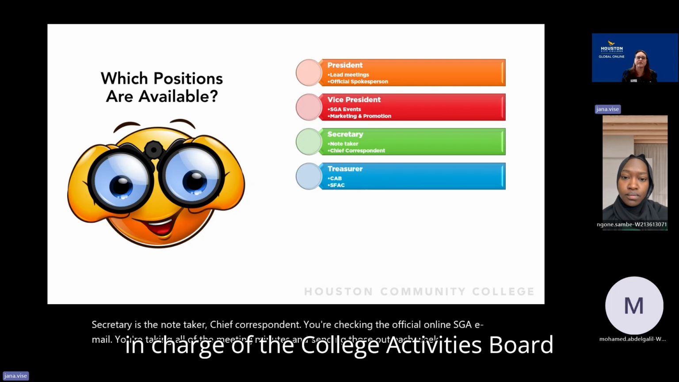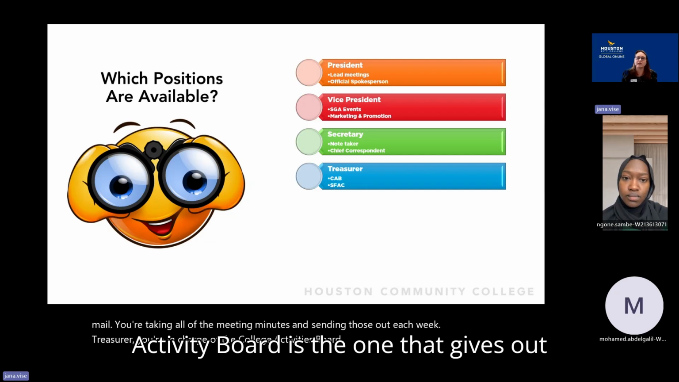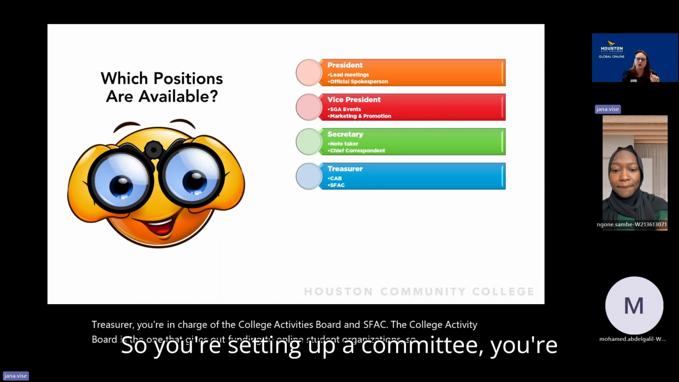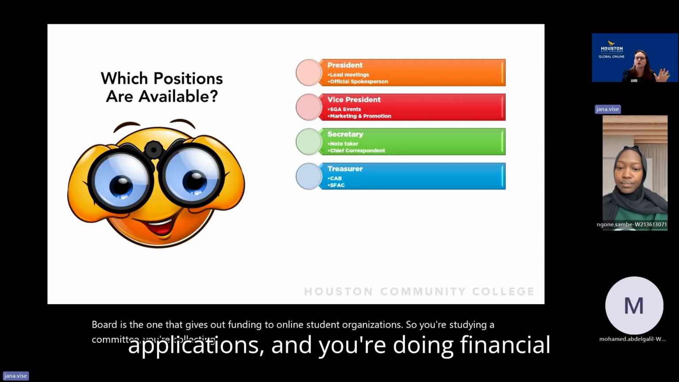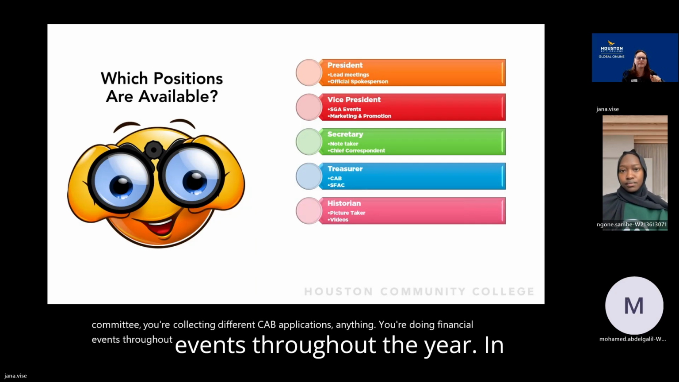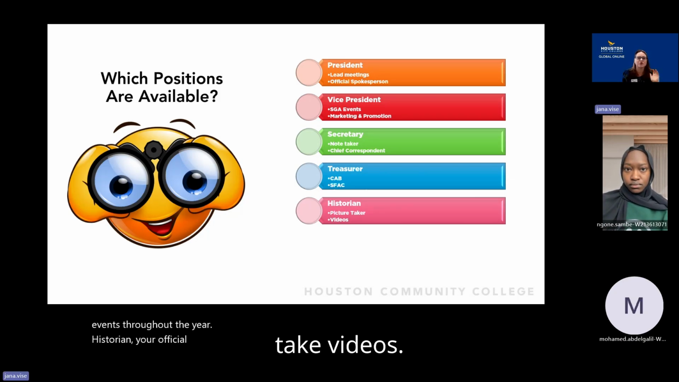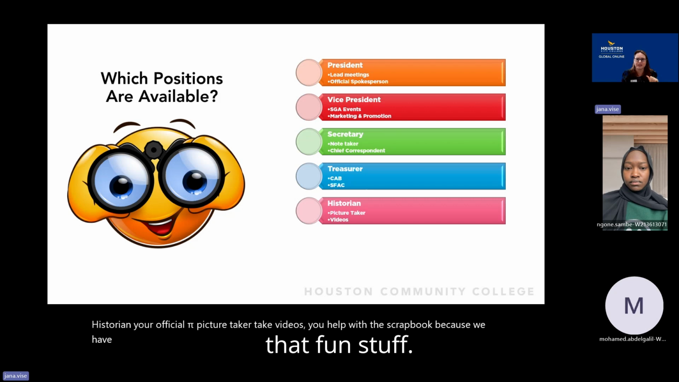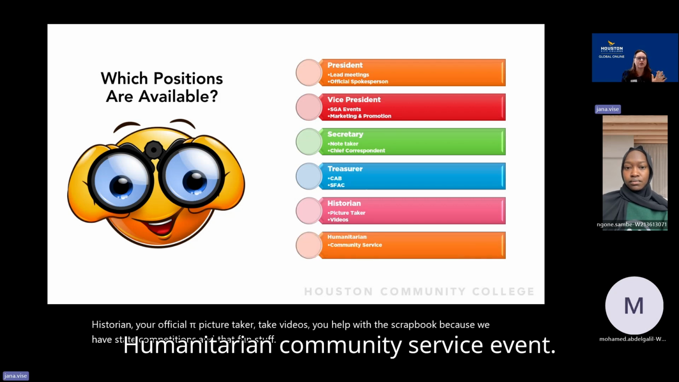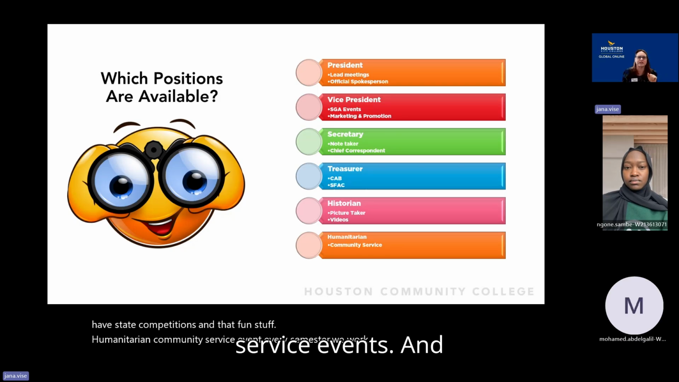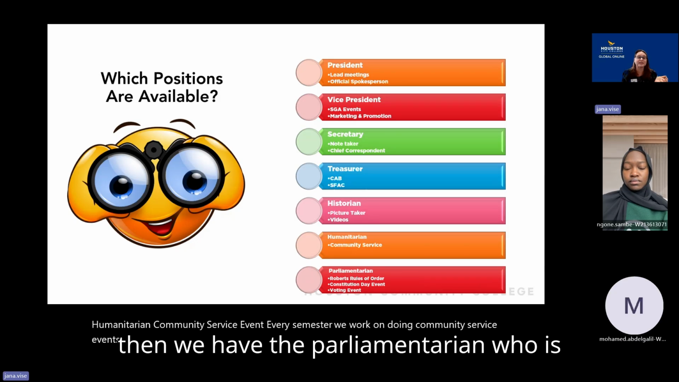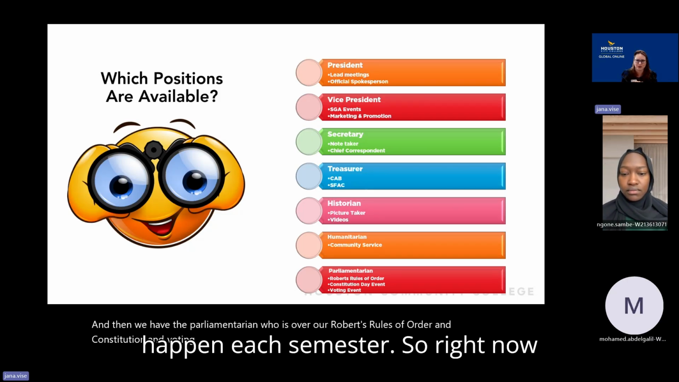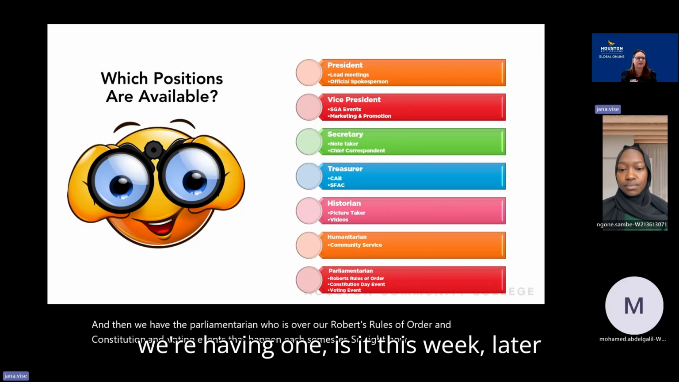Treasurer, you're in charge of the College Activities Board and SFAC. The College Activity Board is the one that gives out funding to online student organizations. So you're setting up a committee, collecting different CAB applications, and doing financial events throughout the year. Historian, your official picture taker, take videos, help with the scrapbook because we have state competitions and that fun stuff. Humanitarian, community service events. Every semester we work on doing community service events. And then we have the parliamentarian, who is over our Robert's Rules of Order and Constitution and voting events that happen each semester. So right now we're having one later this week about voting for the primary.